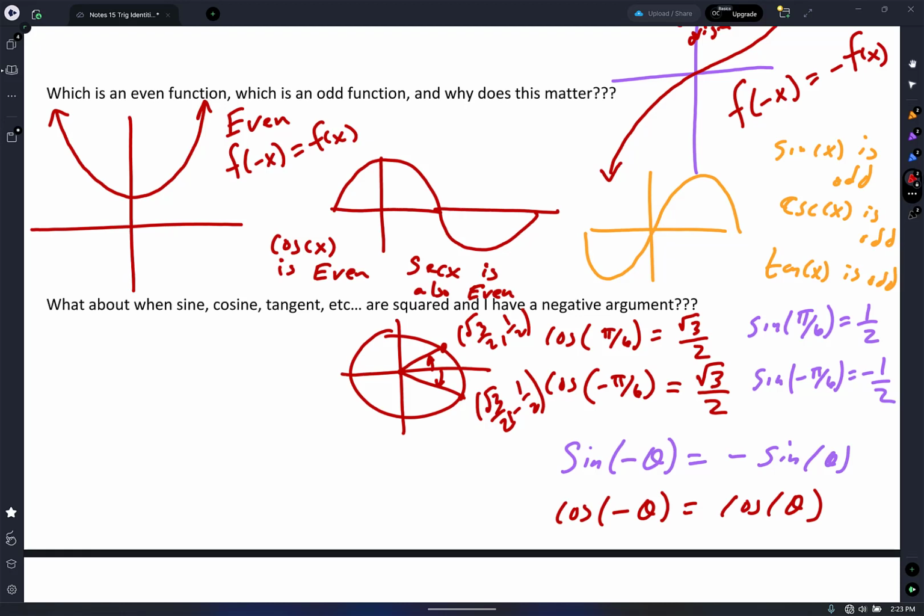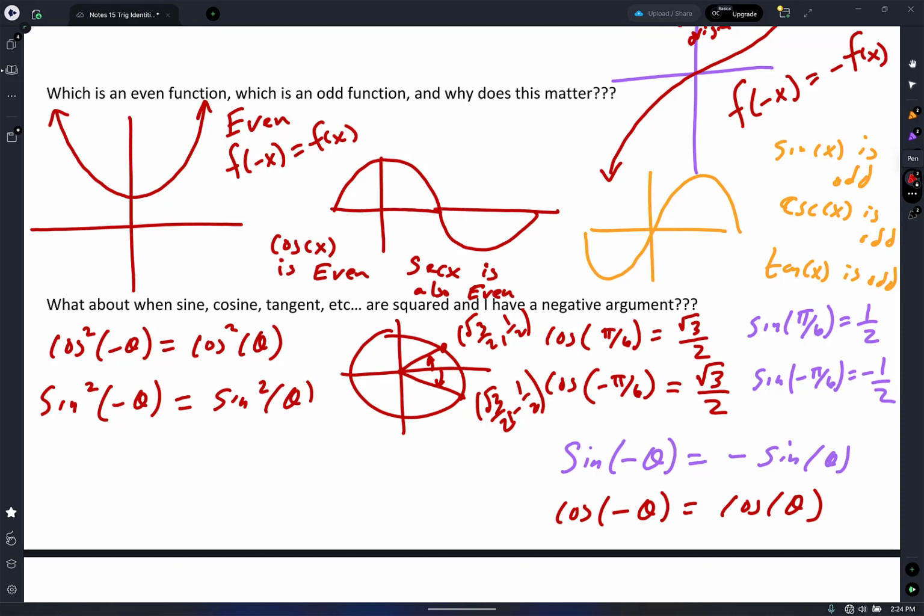All right, and then it says here, what about sine, cosine, and tangent, etc. that are squared and I have a negative argument? By argument, guys, I mean what's inside the sine, cosine, and tangent. So I know for this one, it's not a big deal. If you have cosine squared of negative theta, well, you already know cosine's even anyway. So if I square it, no big deal. Whatever's negative just turns positive. I don't think anyone's shocked by that. But for sine, even though we said it's odd, if it's a negative argument, it's going to be the same as if I had a positive argument. But why? I want to know why.